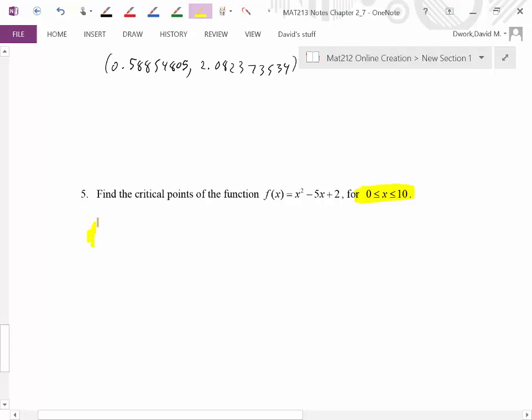I'm still going to use calculus. I'm still going to use first derivatives. So you go ahead and do that and find the first derivatives for your function, do everything like normal. Then I'll pause the video and I'll tell you how to deal with this.